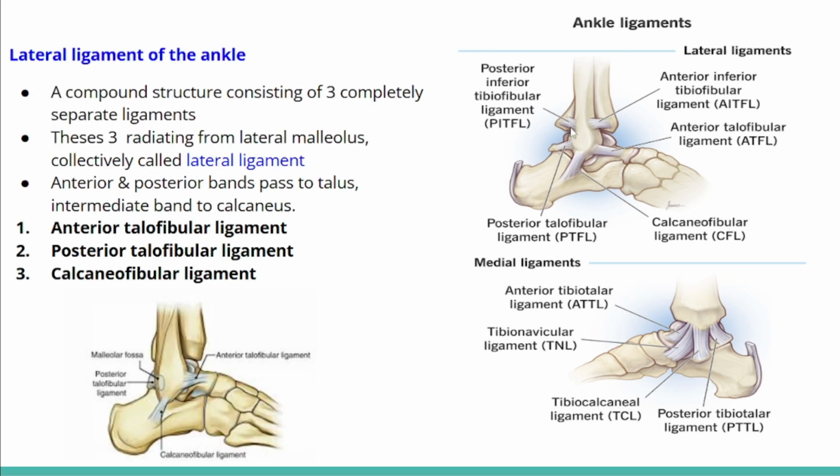So we'll talk about the lateral ligament of the ankle. It is a compound structure, consists of three completely separate ligaments. You can see there are three bands. These three bands radiating from lateral malleolus and collectively called the lateral ligament. Anterior and posterior bands pass to talus and the intermediate band passes to calcaneus. So namely, anteriorly positioned anterior talofibular ligament between the talus and the fibular bone, the posteriorly placed posterior talofibular ligament, and then in the middle it's calcaneofibular ligament.